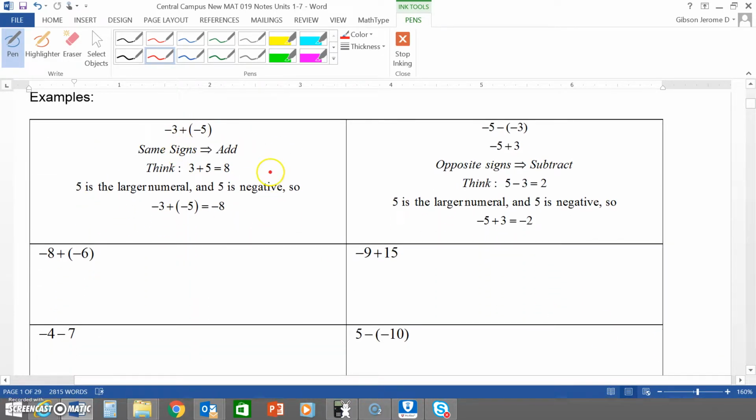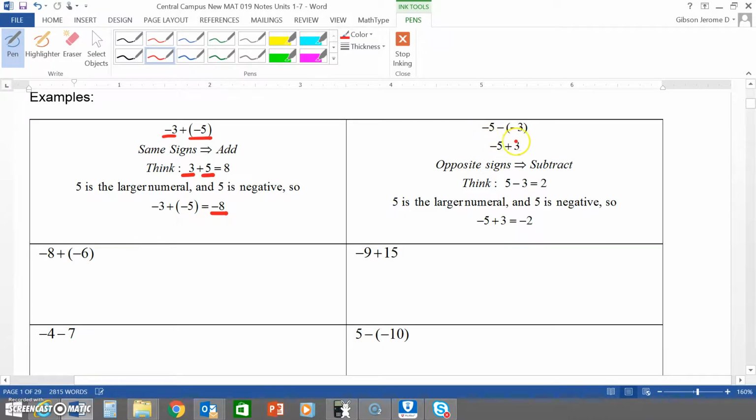Now this here is an example of what we just talked about. If you notice, both of these numbers have the same sign, so we would add them together, and that gave us -8. You add them together and carry the sign. Just like we've done traditionally with 3 and 5 here. Both are positive. We add them together and carry the sign.